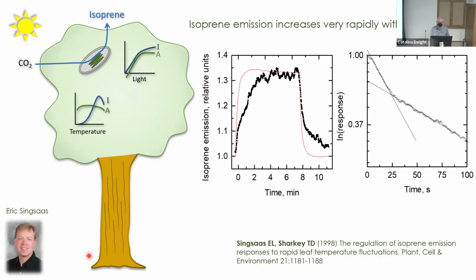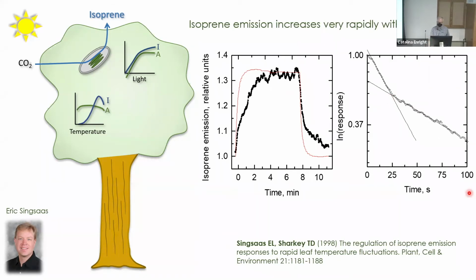When we look at temperature effects, this red line is the temperature of the chamber. So that's how fast we could change the temperature of the chamber, or actually of the leaf itself. And this is the rate of change of isoprene emission. And we see that there were two components to this. So if you do a log plot, where you have this break, you have two different components. And we didn't really understand it at the time.